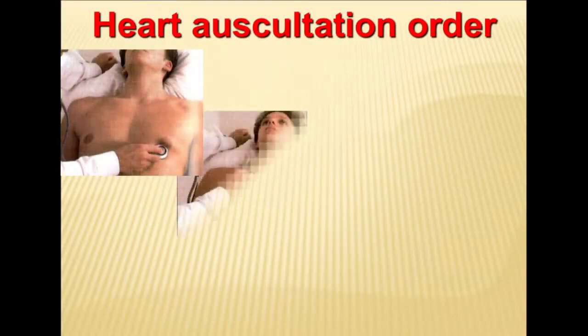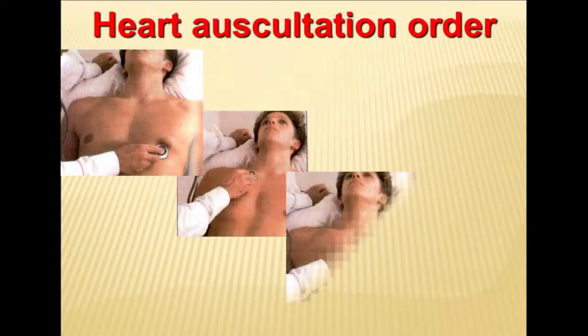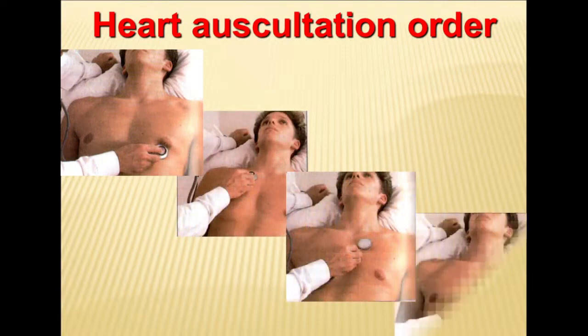Let's stop on order of heart auscultation. We'll auscultate the heart with definite order. First of all, heart apex, mitral valve. Then aorta, second interspace to the right. Pulmonary trunk, second interspace to the left. The xiphoid process, tricuspid valve.